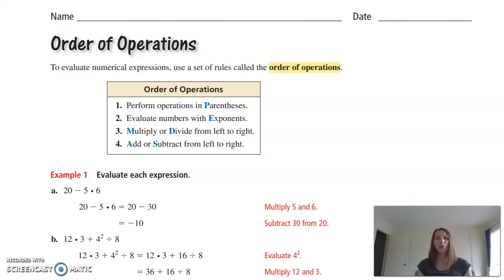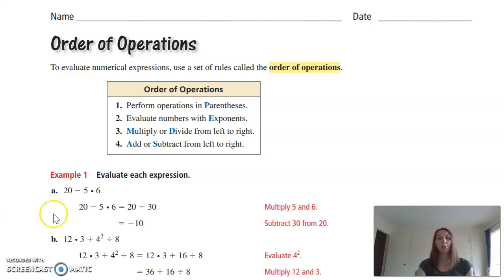We are going to review order of operations. So if you'll find that worksheet in your most recent packet, we will go over the instructions and then complete the odd problems. And then independently, you will complete the even problems yourself. Okay, order of operations is another word for PEMDAS. So we will complete our operations by following that procedure.